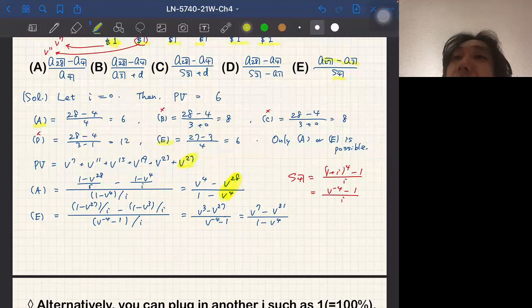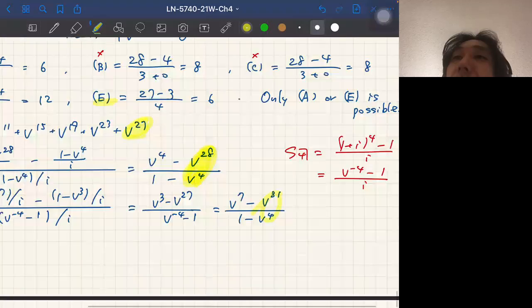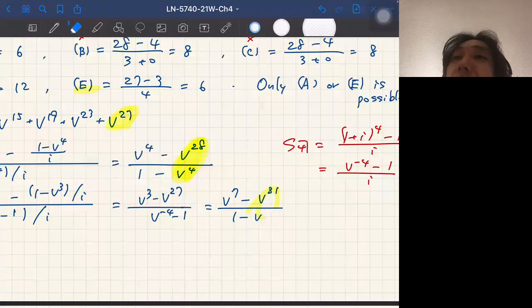So the ratio is approximately v to the 24th power. And here, v to the power 31 over v to the power 4. This is a little bit hard to see, but this is 4. So this becomes v to the power 27. So you can see that E should be the answer.